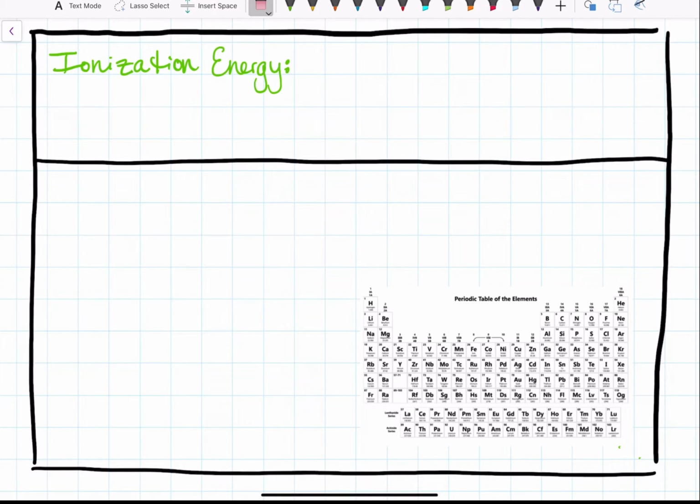I'm going to be writing this part on the top of the foldable and then this part's on the bottom, just to give us some more space. Okay, so for ionization energy, let's talk about what that is first of all. We're going to be doing something to form ions, the energy it takes to form ions. Specifically, we're going to be looking at forming cations. So that means it's the energy it takes to remove an electron. It's the energy required to remove an electron.